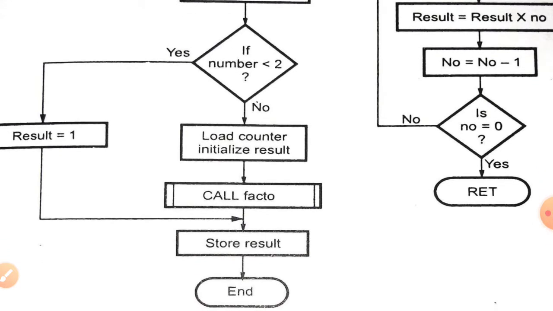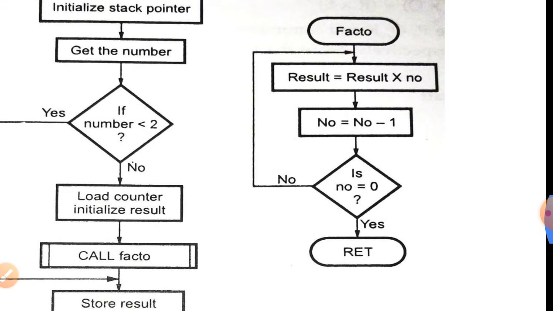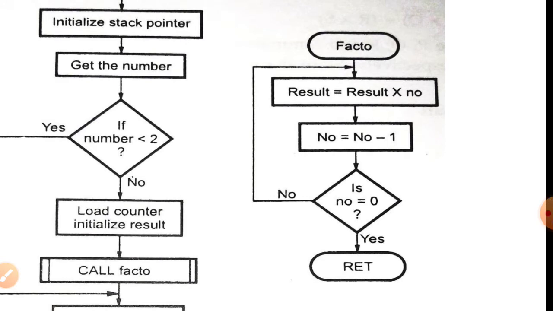We will load a register which will work as a counter, and we have to initialize the result to 00. Then we will call the factorial, then we store the result and then end. Now, whenever we are calling the factorial, let us discuss the factorial flowchart first.